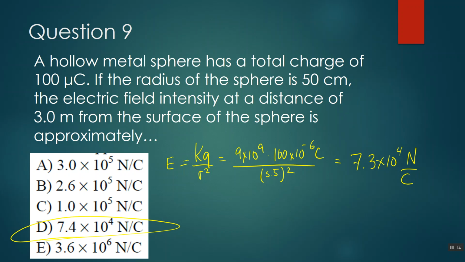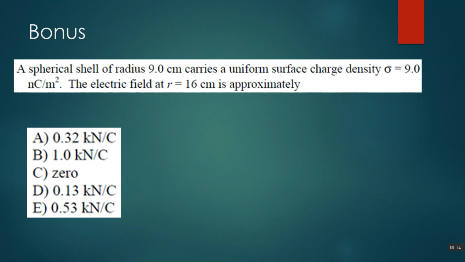Last question. A spherical shell of radius 9 centimeters carries a uniform charge density of 9 nanocoulombs per meter squared. What do you notice about that charge density? Uniform or not uniform? Uniform, good. Make sure you ask yourself that question each time, okay? The electric field at R equal to 16 centimeters is approximately, okay, so now we got to do. It's the same thing. It's kq over r squared.